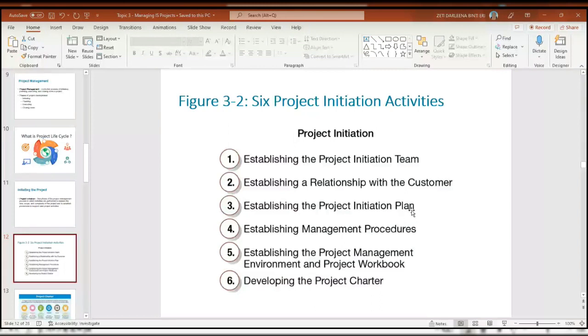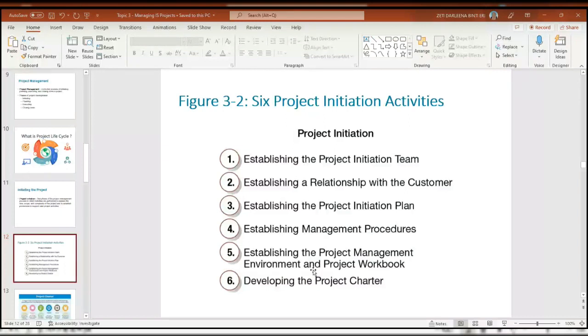Establishing management procedures for the plans. What are the procedures that come along with the plan? Gerak kerja dia macam mana? The job description, the descriptions of the activity macam mana. Okay. Establishing, number 5, establishing the project management environment and workbook. Project management environment pun penting juga sebab it's the spirit of the project.